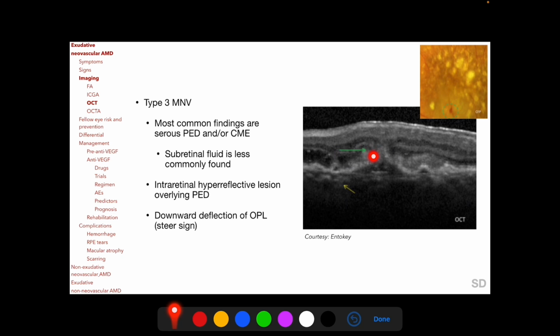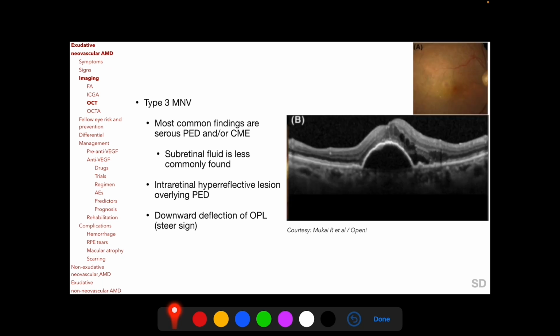An intraretinal hyperreflective lesion overlying the PED usually indicates the location of the type 3 MNV, and a downward deflection of the outer plexiform layer called the steer sign, as seen here in this photograph, is typical of type 3 MNV. This photograph also shows a type 3 MNV with a serous PED, cystoid macular edema, and a hyperreflective lesion overlying the serous PED. This hyperreflective area underlying the retinal pigment epithelium suggests the presence of the MNV in the sub-RPE space extending from the intraretinal space in case of a type 3 MNV.